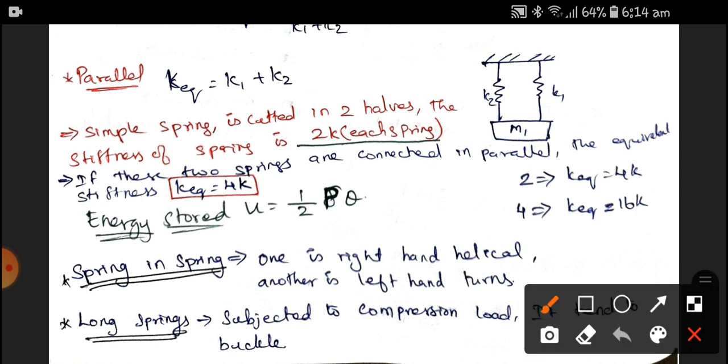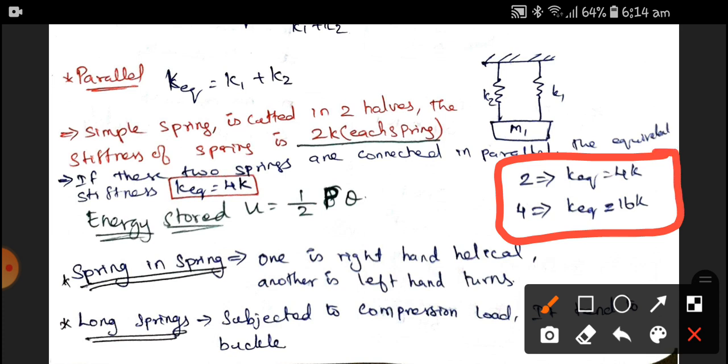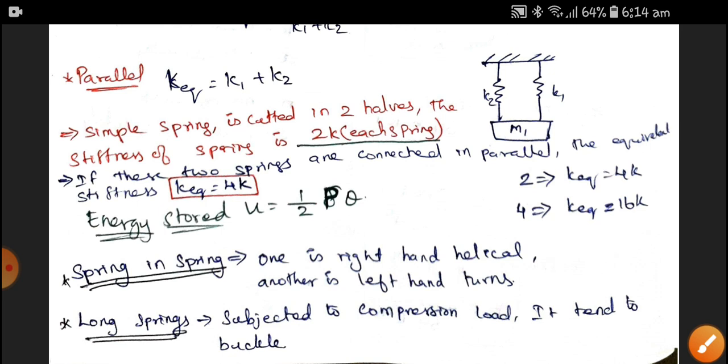Here, for your reference, I have indicated that if this spring is cut into two halves and placed in parallel, the equivalent stiffness is increased by 4 times, whereas if the spring is cut into 4 parts and kept parallel, the stiffness is increased by 16 times. From this relation, you can notice how we can simply increase the stiffness of the spring by means of parallel arrangement and also by cutting the springs.